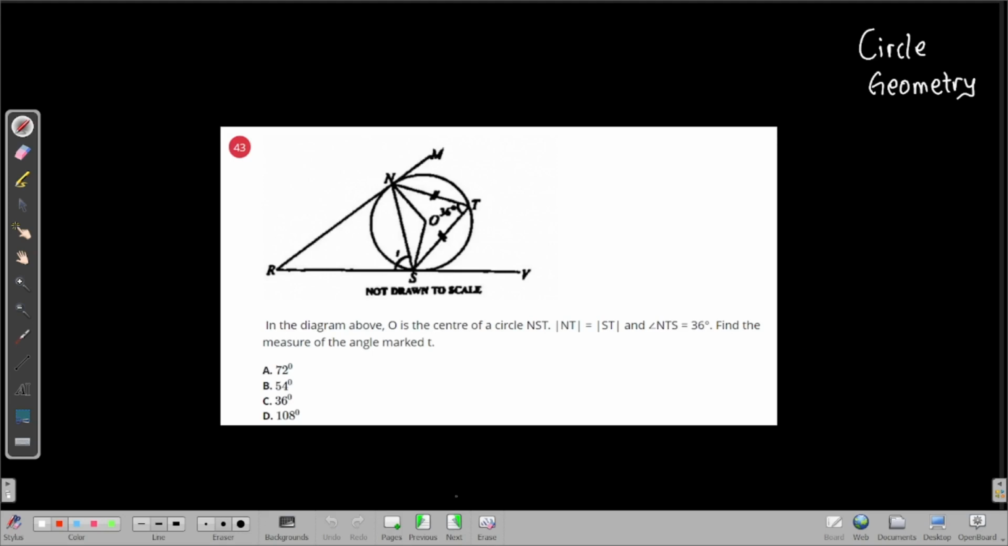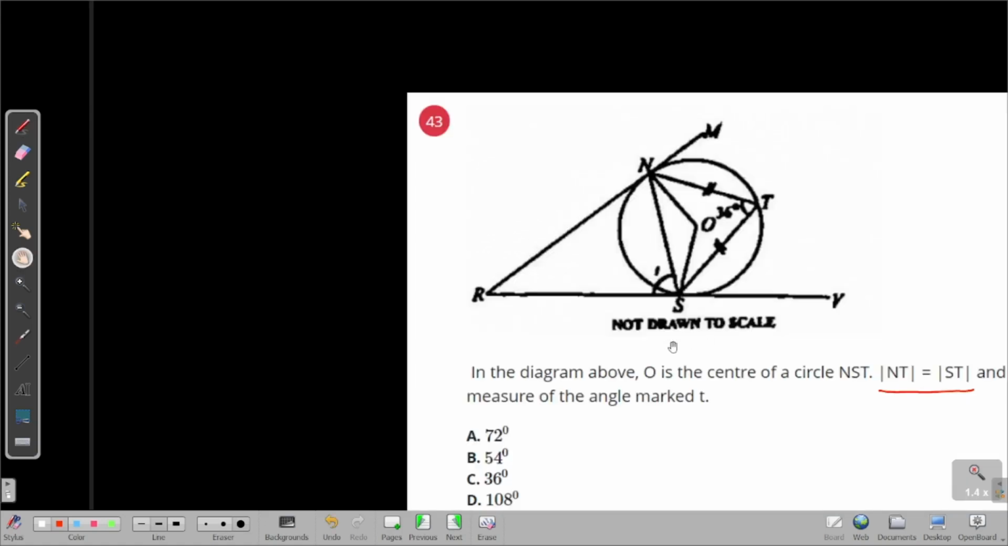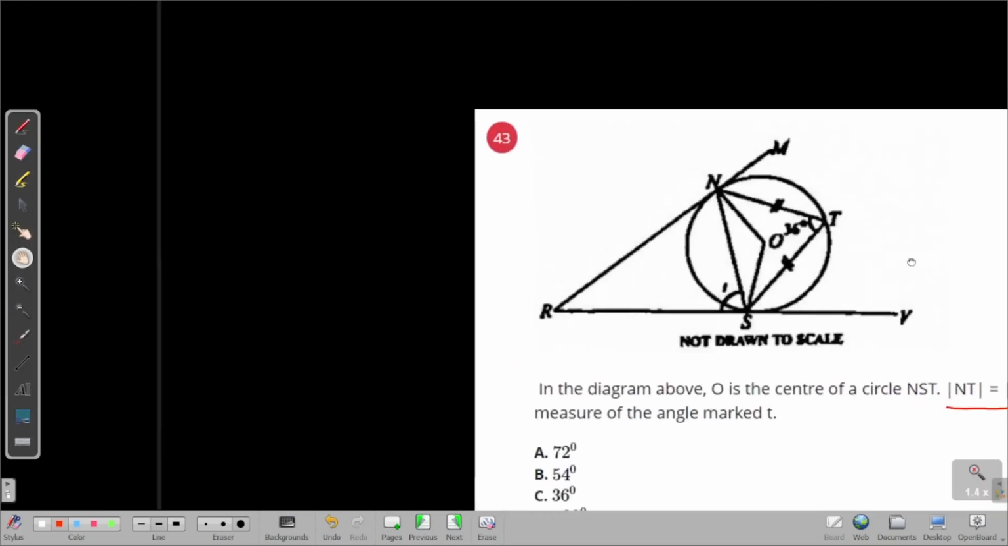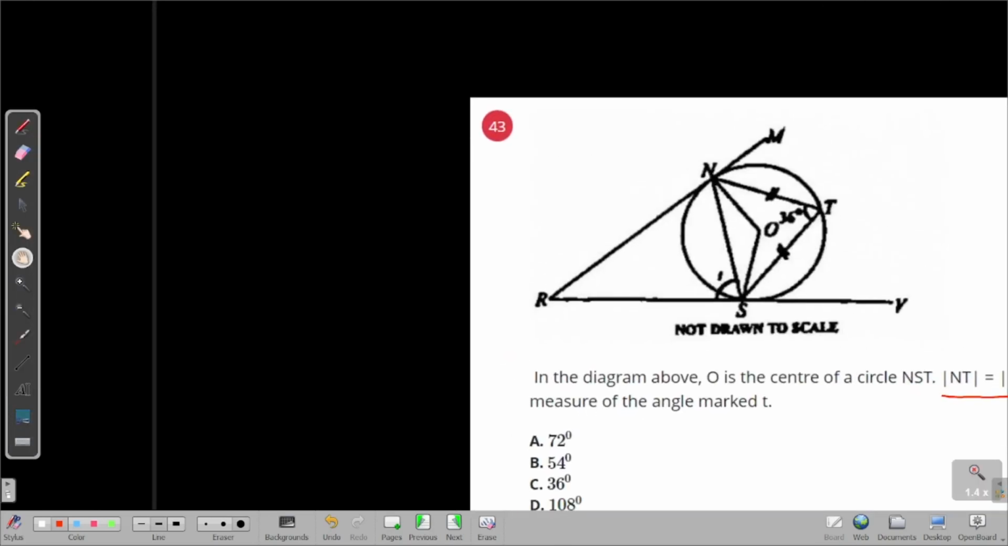Circle geometry. Is it the only topic in the syllabus? The answer is 36. How is it 36? So let me explain angles in the alternate segment again. So you need a circle. We already have our circle. You need a tangent. You touch the circle at one point, and then you need a triangle.